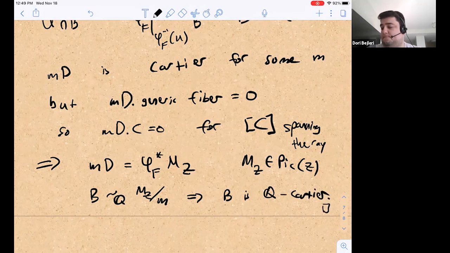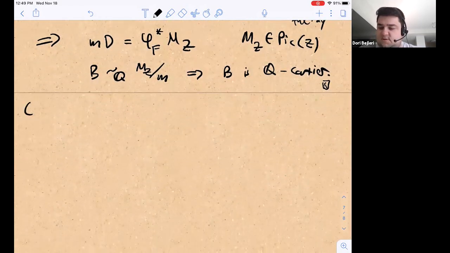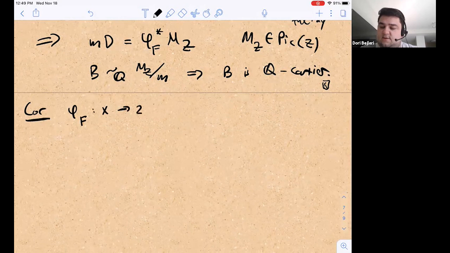Okay. Any questions about that corollary? Okay, so one more corollary. Again, let Phi be an extremal contraction now, not necessarily for a ray.